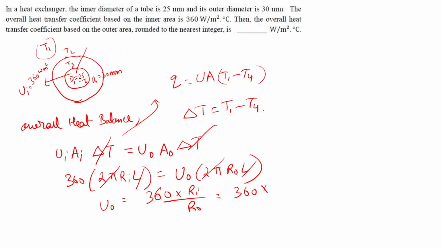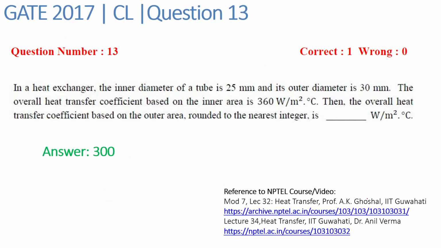So 360 into ri upon r naught. Yes, ri we have been given as 25 and r naught we have been given as 30, so this will become 12. So the answer will be 300, and the units are watt per meter square degree Celsius. So yes, we can report the final answer as 300 watt per meter square degree Celsius.